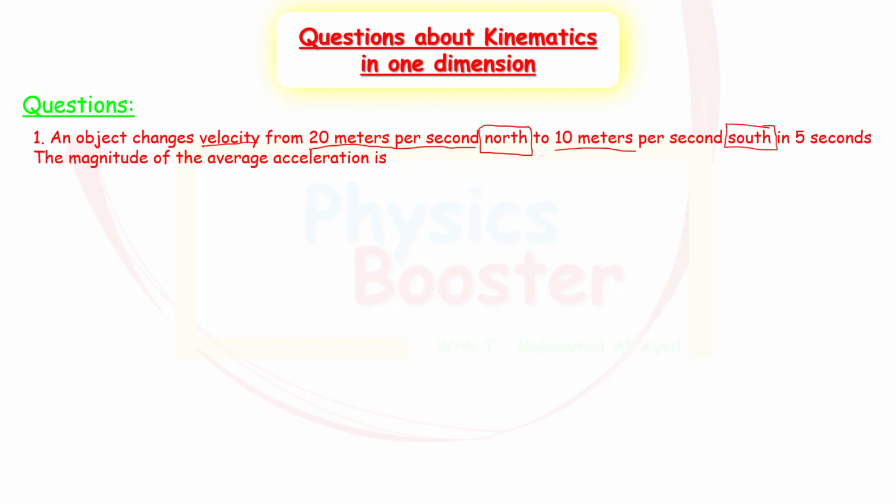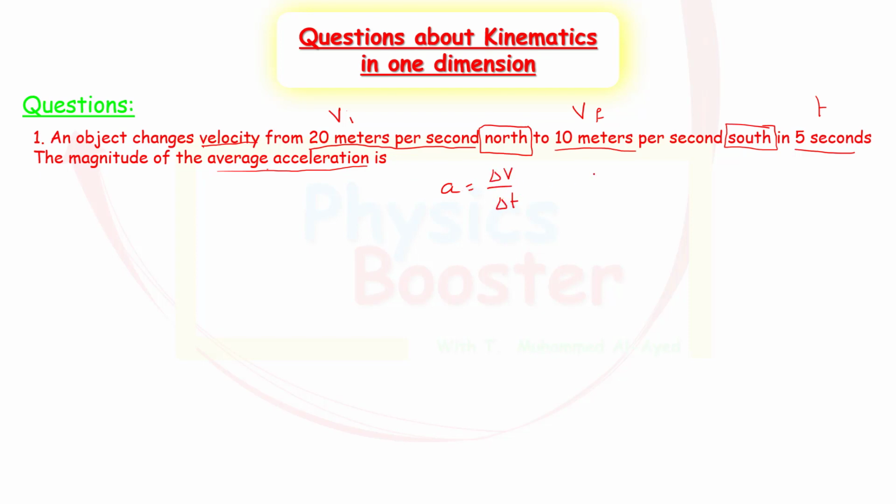If we're going downwards or to the left, we can give it a negative sign. So it started from 20 meters per second, so this is V initial. It ended at 10 meters per second, so this is V final. The time is 5 seconds. It's asking about the average acceleration. Now, I know that the acceleration is equal to delta V divided by delta T.